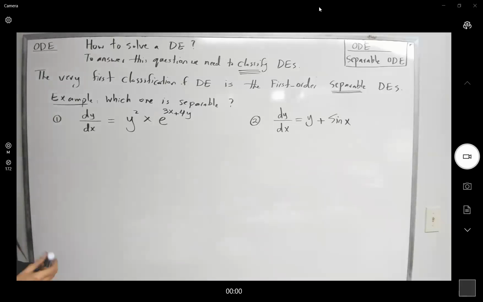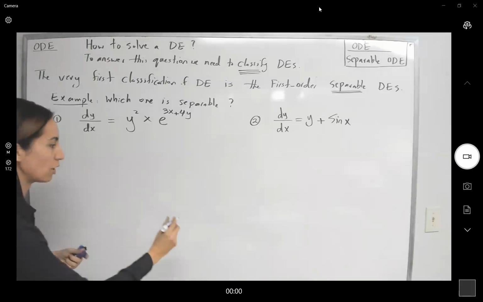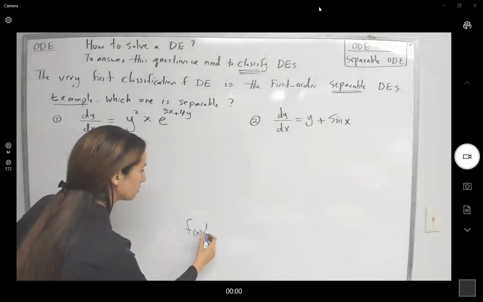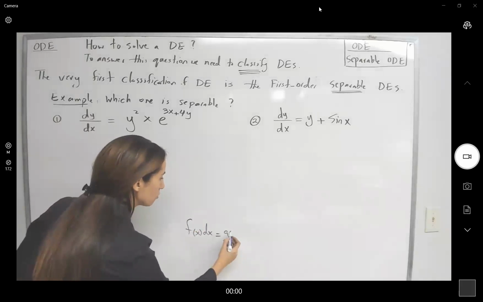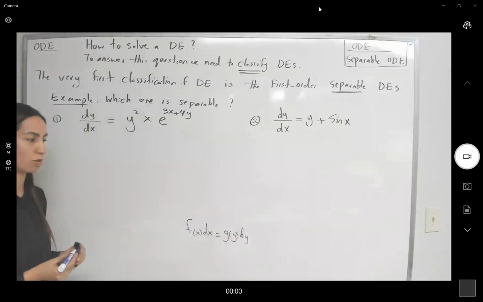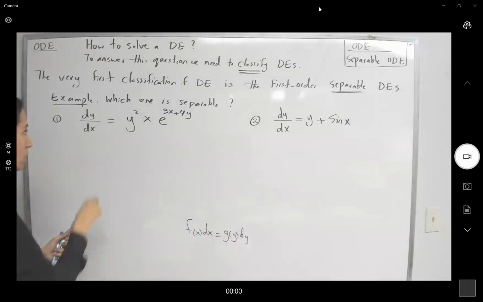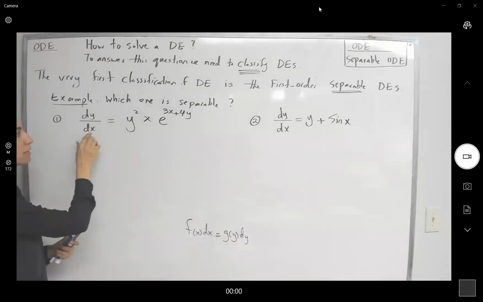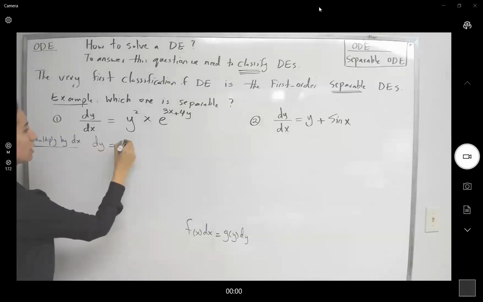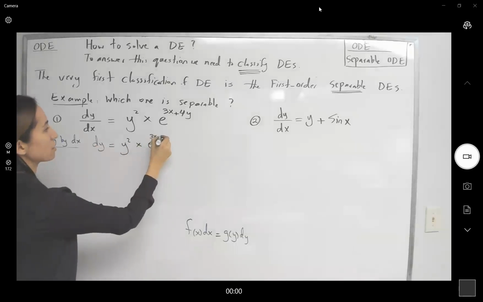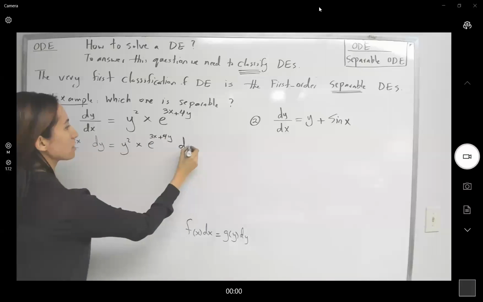So, pure algebra. Remember that your goal is to make sure you have f of x dx on one side and g of y dy on the other side. All right, this is our goal. Take a look at this. First of all, I can multiply everything by dx and bring this guy to the other side, step by step. Multiply by dx, your dy becomes y squared times x e to 3x plus 4y times dx.